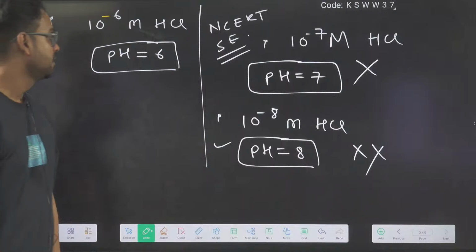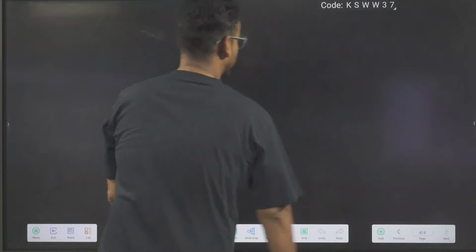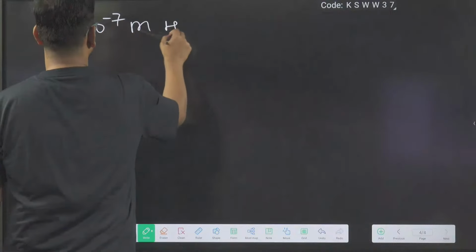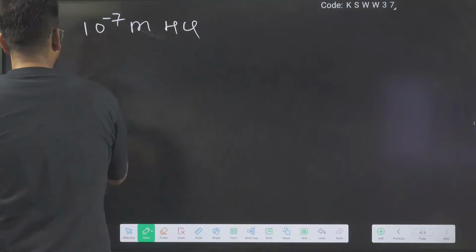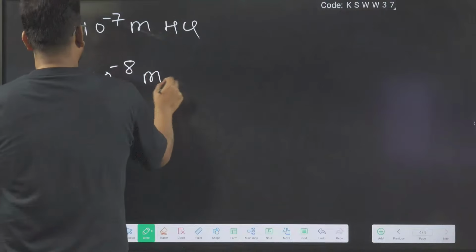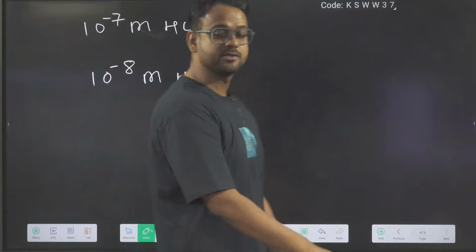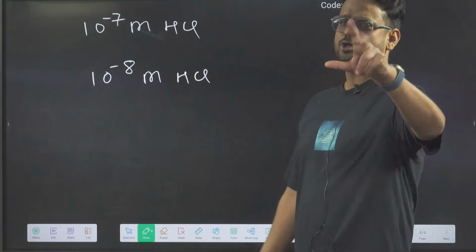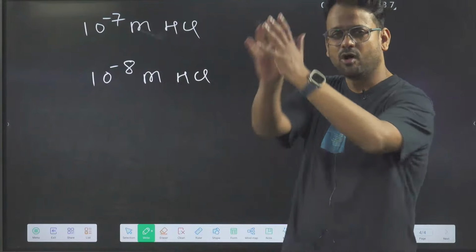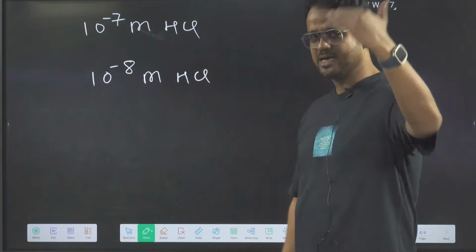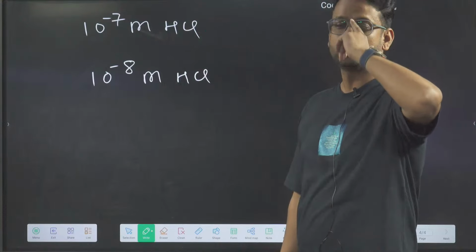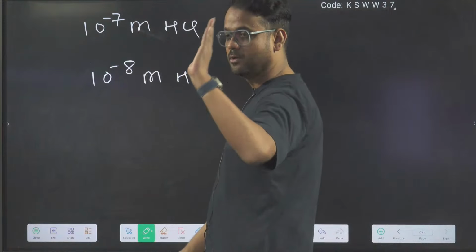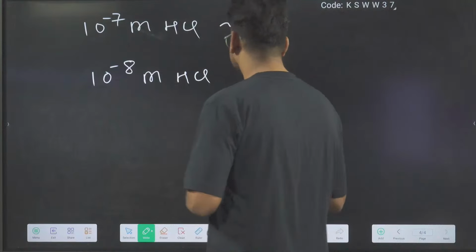Okay. So for 10 to the power minus 7 molar HCl and 10 to the power minus 8 molar HCl, boys and girls, we have to consider the H plus coming from water also. Now the exact solution of this is quite lengthy. It involves solving a quadratic, which has been solved in one of the NCERT solved examples. You can have a look at it. But if the question comes in the exam, please remember, just mug up the answer for this.